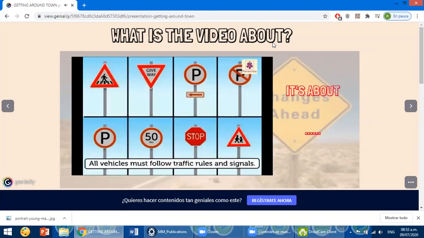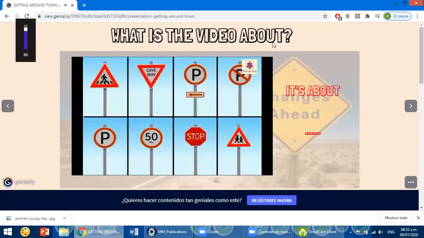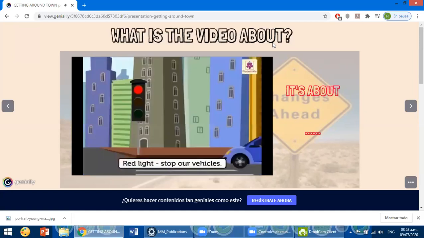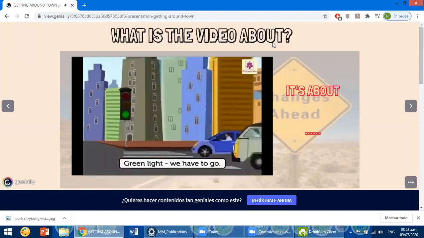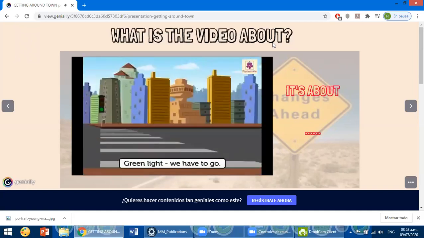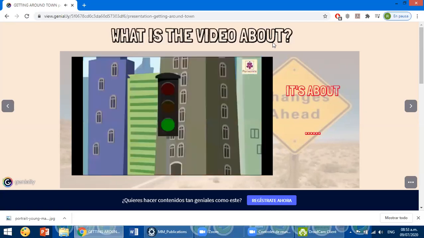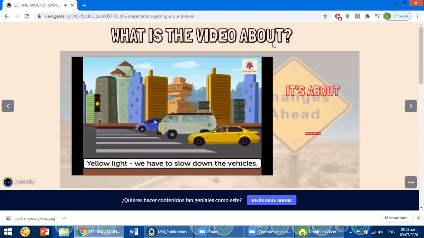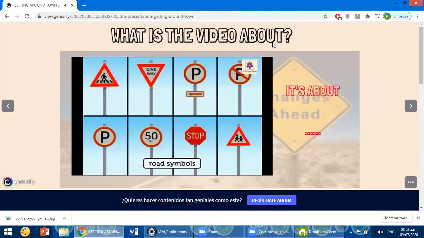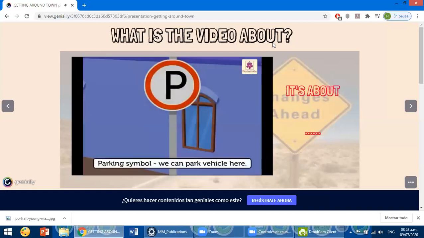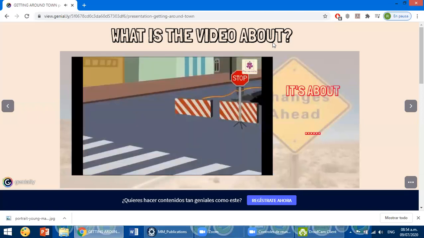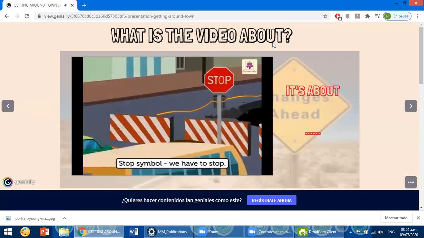All vehicles must follow traffic rules and signals. What does each light of the traffic signal say? Red light means we have to stop our vehicles. Green light means we have to go. After the green light, when the traffic signal shows yellow light, we have to slow down to stop our vehicles. Have you seen any road symbols? What does each of them mean? This is the parking symbol. It means we can park our vehicle here. We have to stop our vehicle when we see the stop symbol on the road.